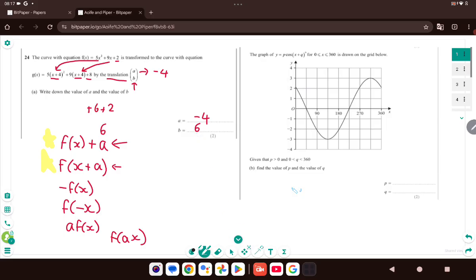Okay, next question. The graph of y equals p cos x plus q degrees is drawn below. So we know it's related to the cos graph. So I'd be thinking, what does our cos graph look like? It's got a height here, crosses the x-axis at 90 and 270, and it's got a minimum value here. So it's a curve. I haven't drawn that very well, let me do it again. Like this.